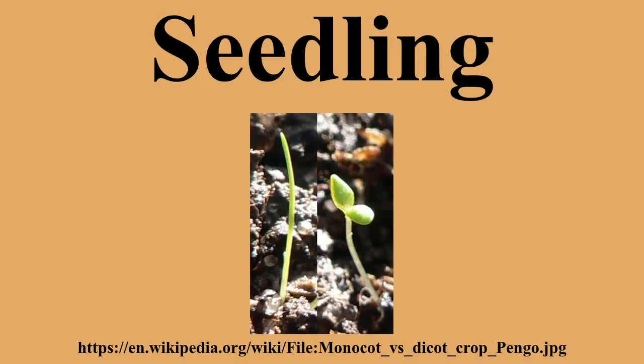A seedling is a young plant sporophyte developing out of a plant embryo from a seed. Seedling development starts with germination of the seed. A typical young seedling consists of three main parts: the radicle, the hypocotyl, and the cotyledons.